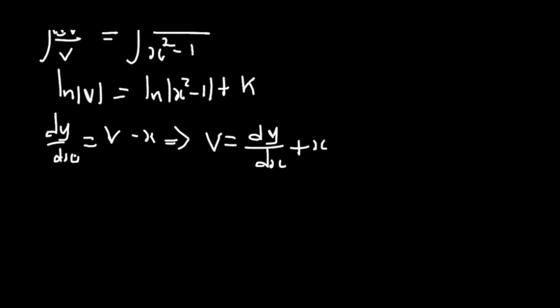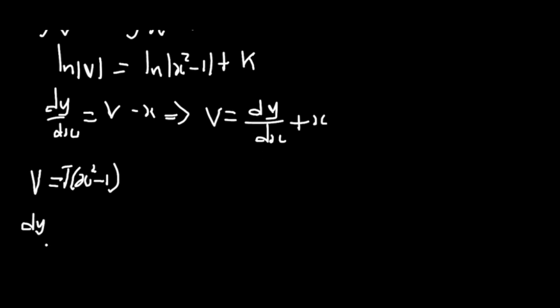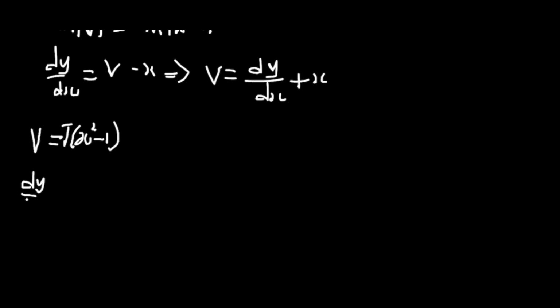So if we want to make v the subject, what we will simply need to do is, we are going to have v equal to x squared minus 1 times, let's say t. We have this initially. Now our v is dy all over dx plus x, to give us t into x squared minus 1.